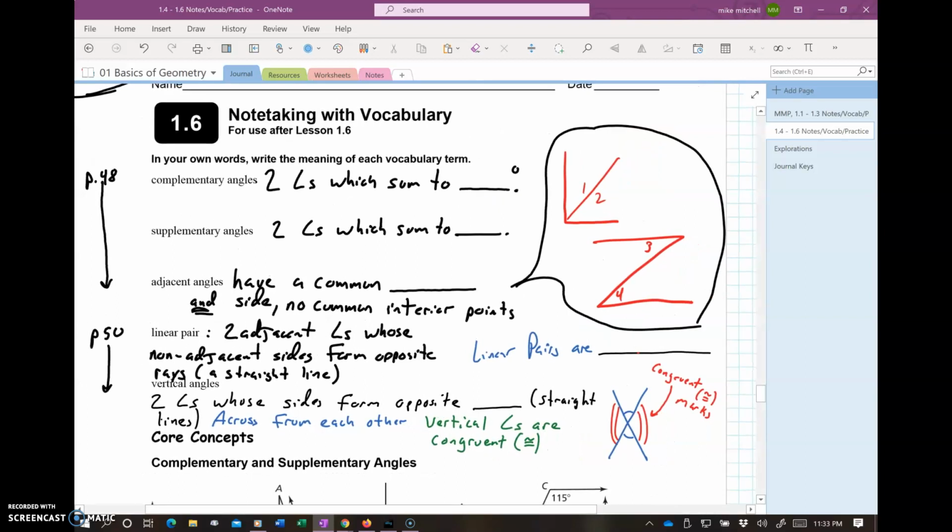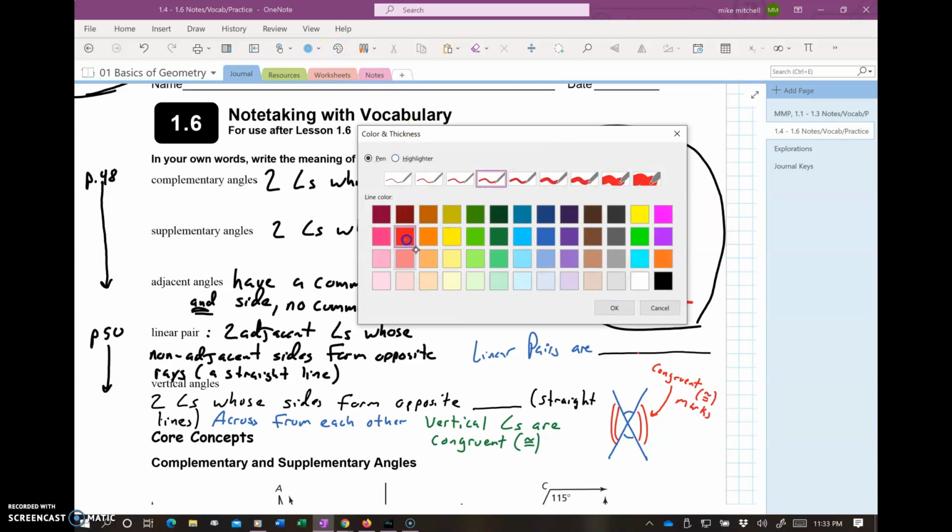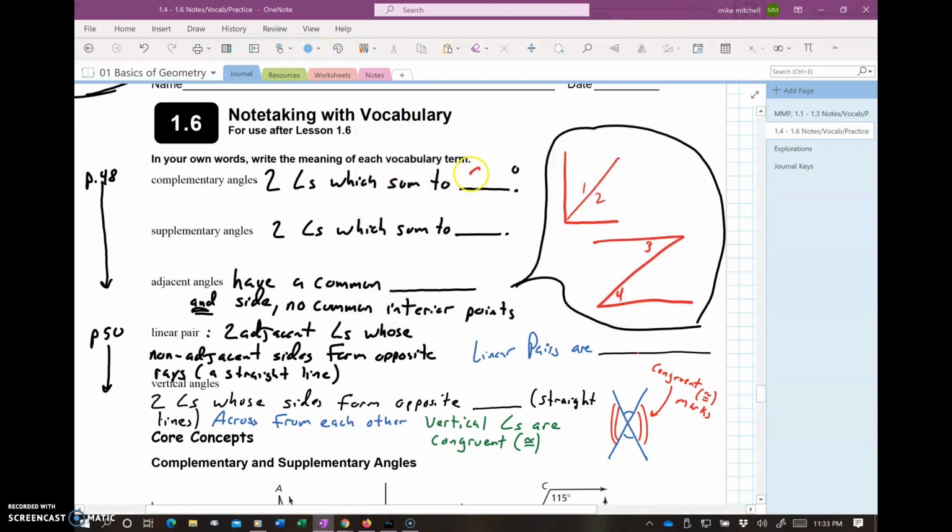Complementary angles: two angles which sum to 90 degrees. That's page 48 again. Please look at the diagrams and read the examples in the book. That'll help you out. Supplementary: two angles which sum to 180 degrees.